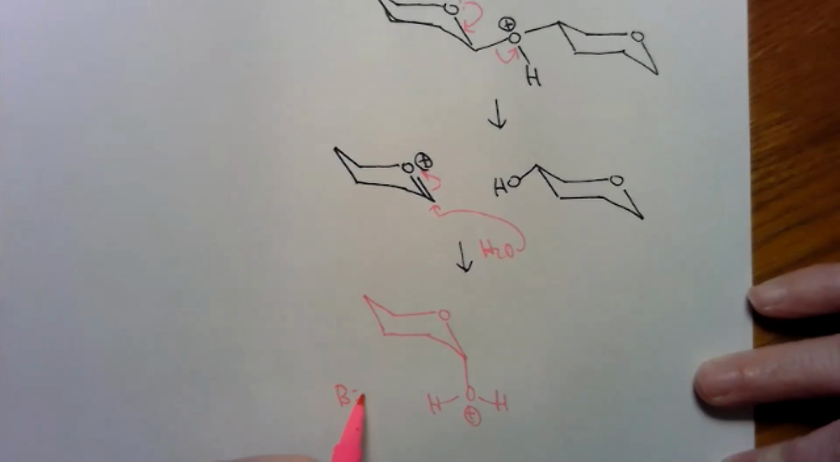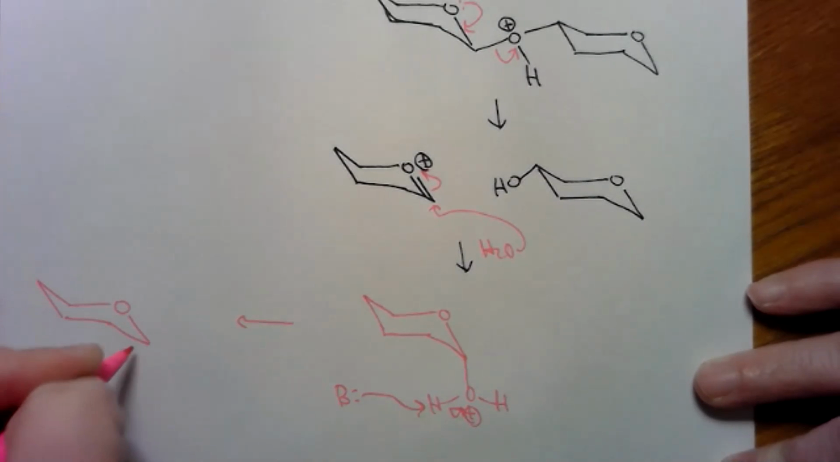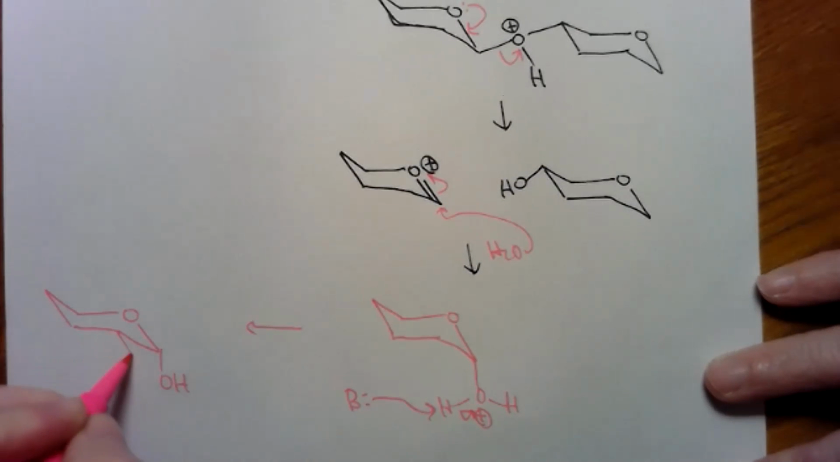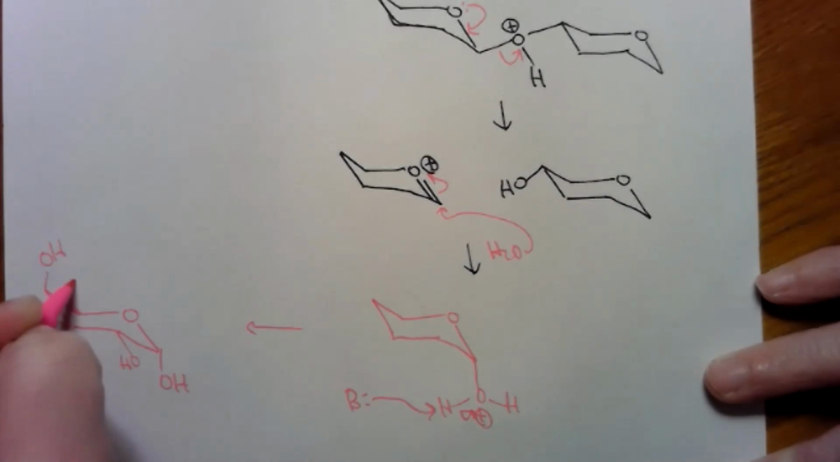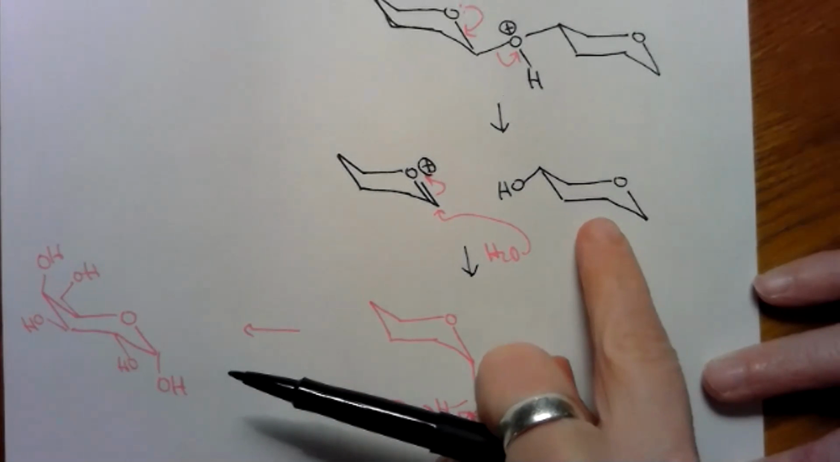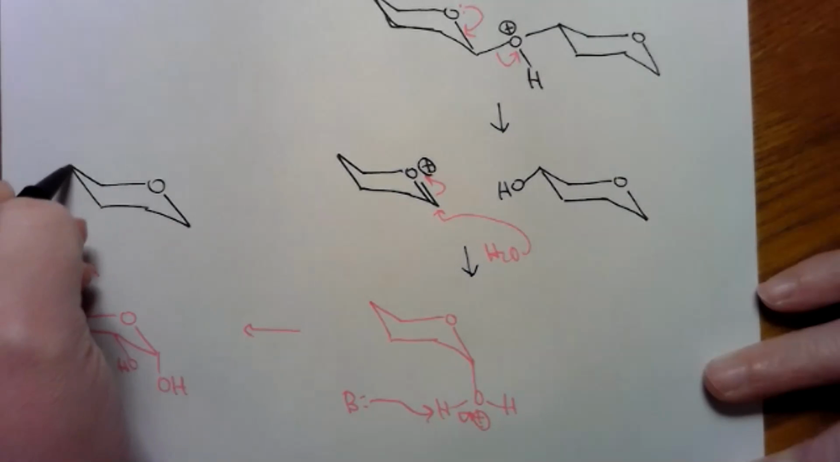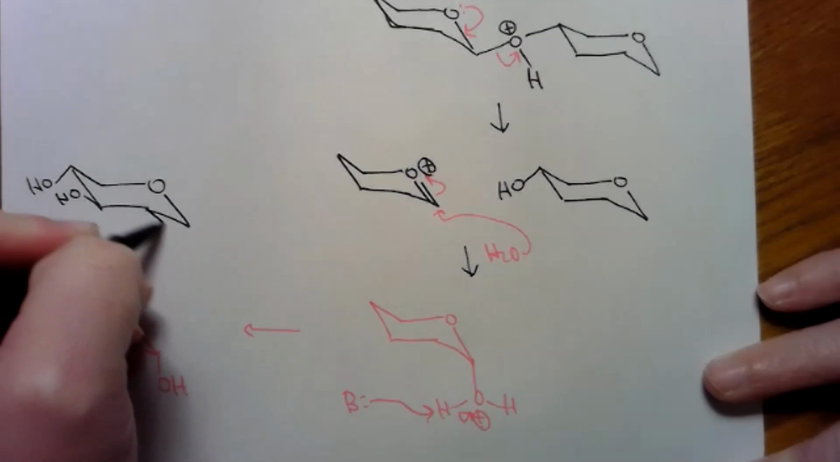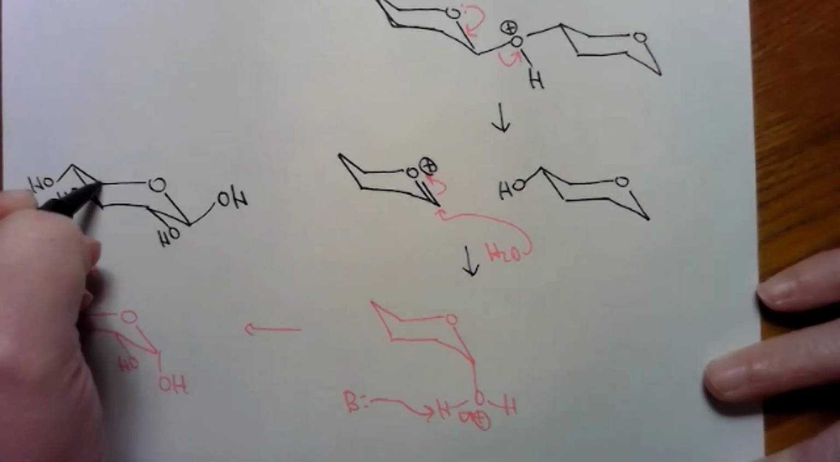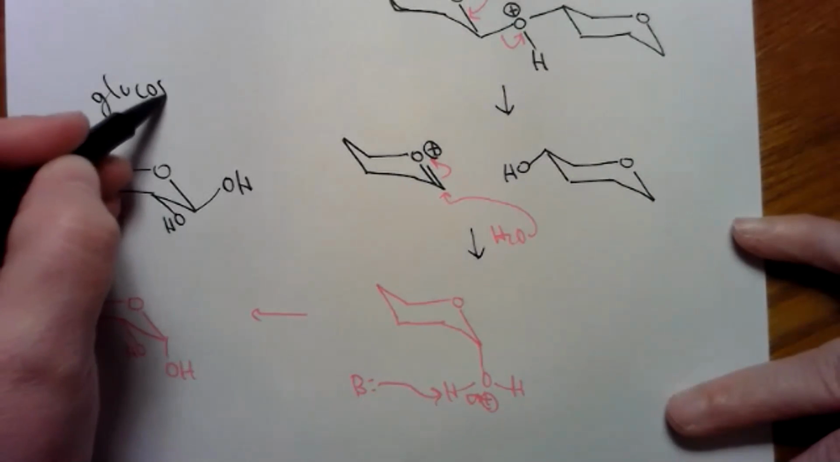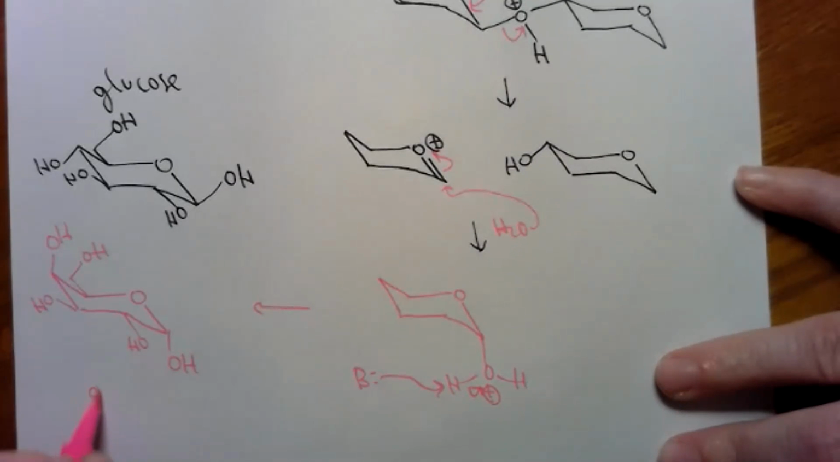Some base cleans up to give me this thing in pink. I will officially put my groups back just so that it's a complete structure. And my glucose is also free. I'm going to put it over here as well, and I'm going to put all of its bits and bobs back as well, just for clarity's sake. So this is glucose, that's black. This is galactose, that's pink.